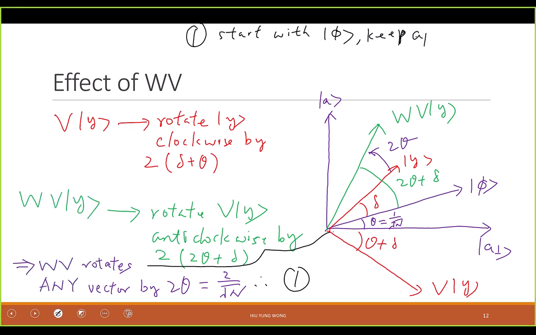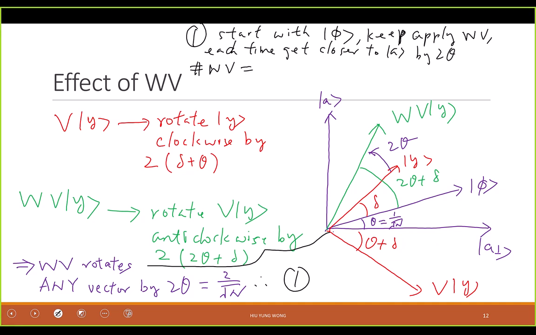Keep applying WV, each time getting closer to A by 2 theta, right? Now theta is small, but that's okay. So the number of WV I need to align with A is equal to pi divided by 2 minus theta, divided by 2 theta, right? Because the angle between phi and A is pi over 2 minus theta, right? And each time I rotate by 2 theta, right?